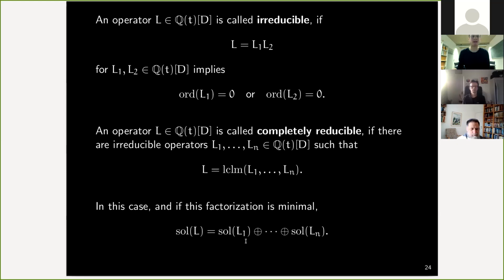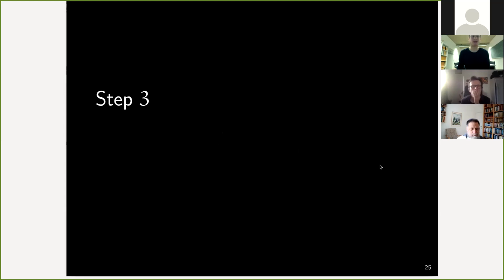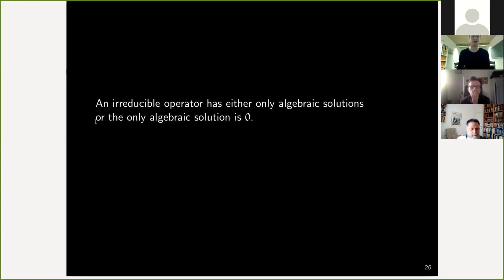And the Li's being irreducible now allows us to investigate their solution spaces quite simply. So the next step is to check which of the Li's only have algebraic solutions. And for this, it's helpful to know that if an operator is irreducible, then it either has only algebraic solutions or the only algebraic solution is 0.